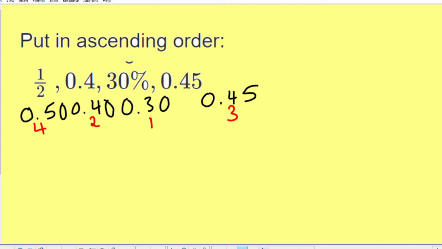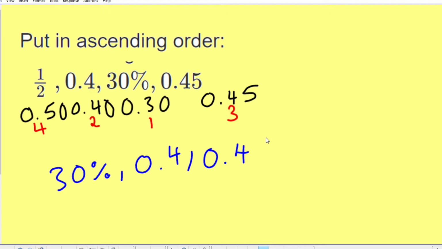When we're putting them in order, we have to make sure we write them back as the original numbers, though, in order to get full marks. So the smallest is 0.30, but we're just going to write that back as it was originally, 30%. Next one was 0.4, and that can stay as 0.4. That's how it was in the beginning. The next one is 0.45. Again, that's going to stay the same. And your largest was 0.5, but remember, that started life as a half. So we turn it back to a half. That's how we get full marks on this question.